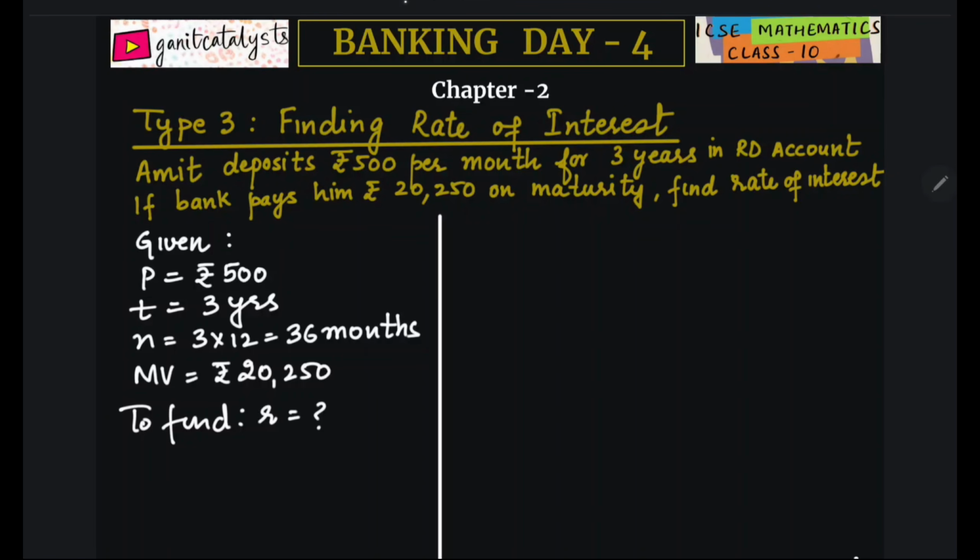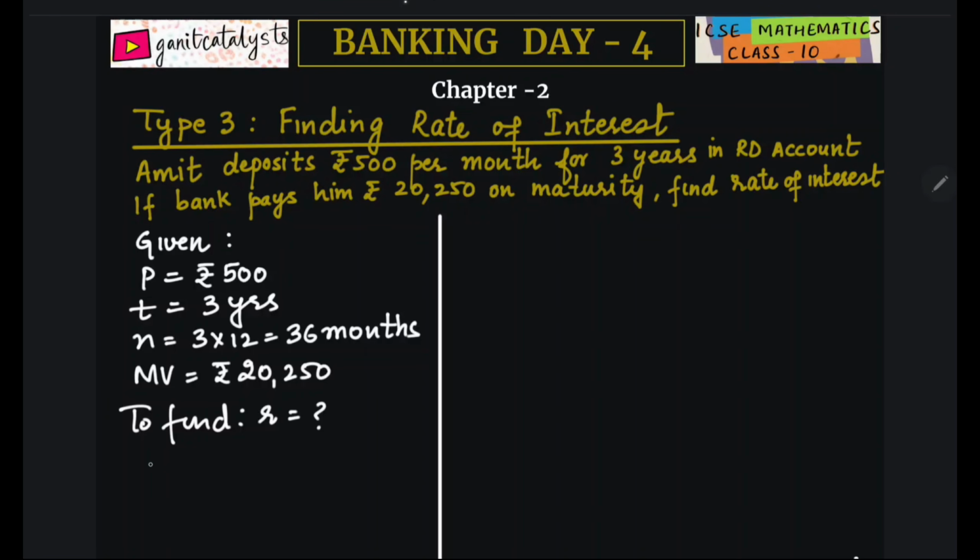Now I have written all the values given. Principal is 500, time is 3 years, so we convert it into months: n = 3 into 12 = 36 months. MV is equal to 20,250. Now what is to be found out? That is the rate. So R is to be found out.